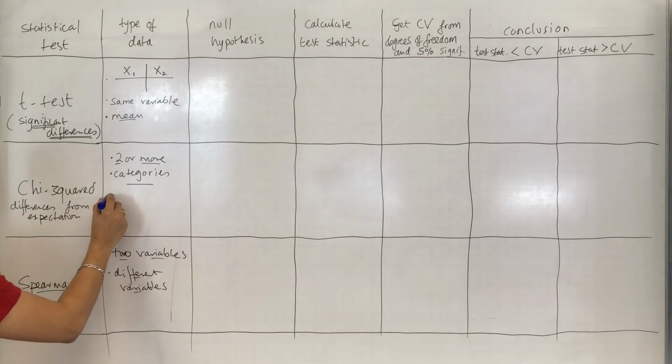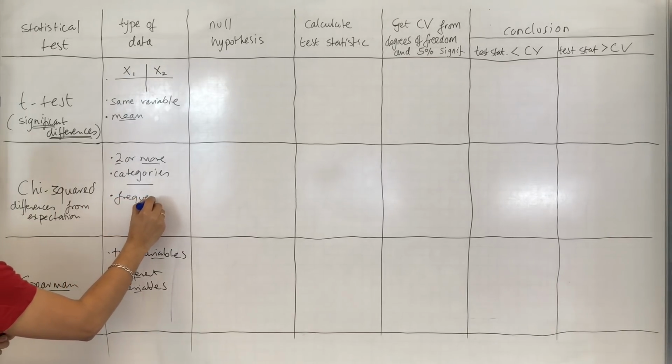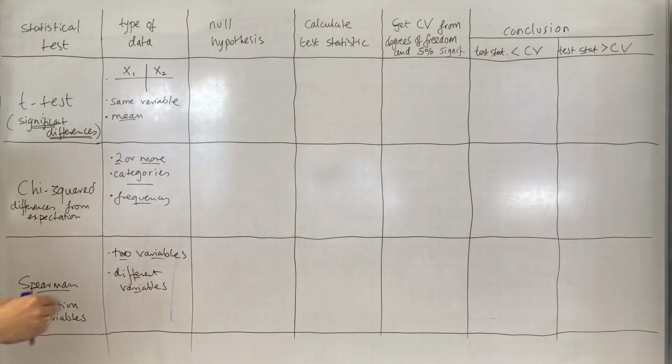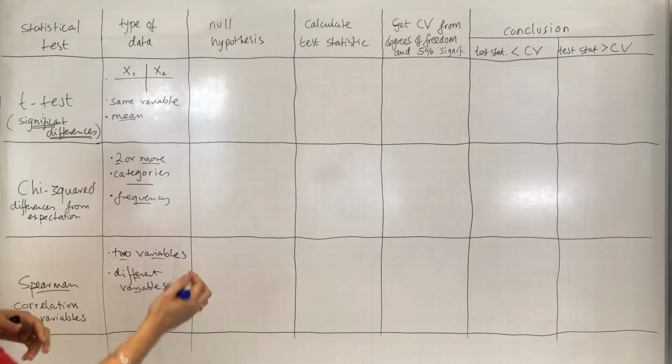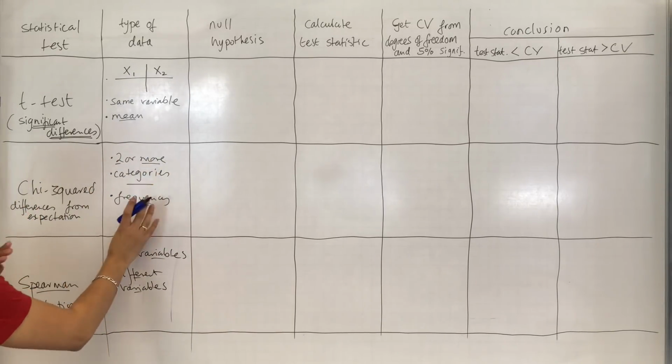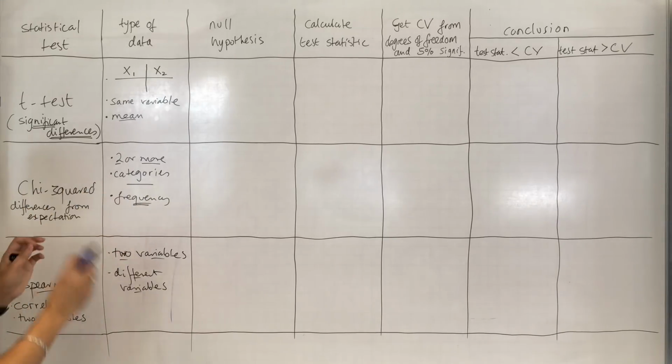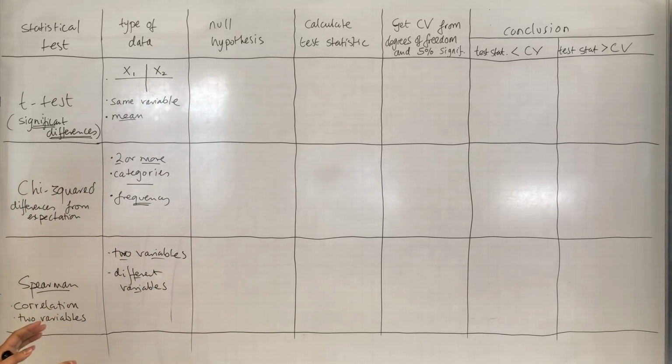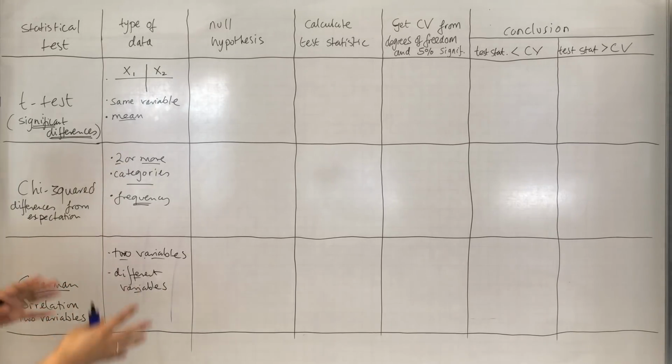Okay, so we're talking more about frequencies, so how many in each category, rather than sizes and heights and distances. If it's categories and frequencies and how much you'd expect, that's chi-squared. If it's two different variables, and you're looking to see if there's a correlation, association, a cause-effect relationship, although correlation doesn't necessarily imply that, we're looking at Spearman rank.